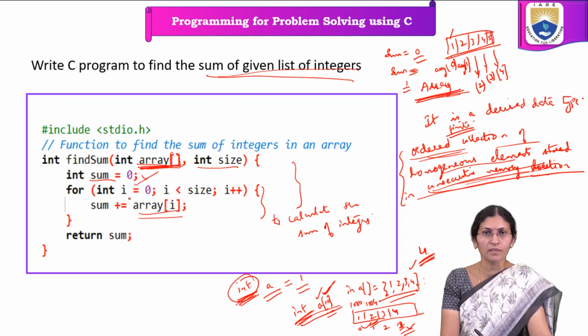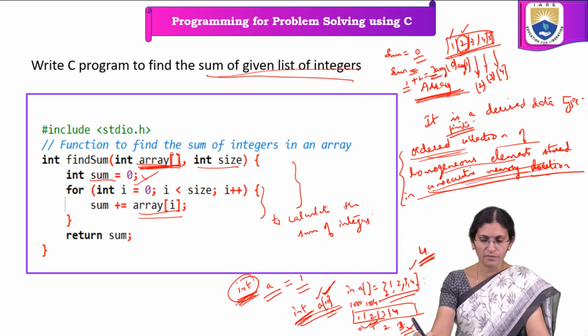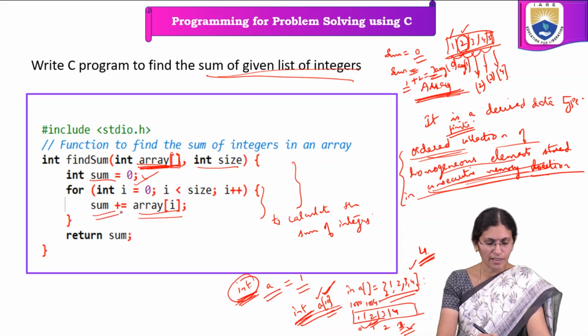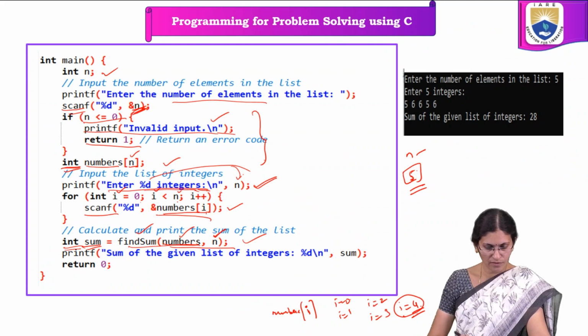Now in the second iteration, when i is equal to 1, the value at this location in the array is 2. That value is added to the sum. Initially sum has 1, so 1 plus 2 is equal to 3. In this way, this loop will go on repeating, accessing each element of the array and calculating the sum of the array, and that value is stored in the variable sum. At the end, after completing the for loop, we are returning the sum. So this sum value is returned here.